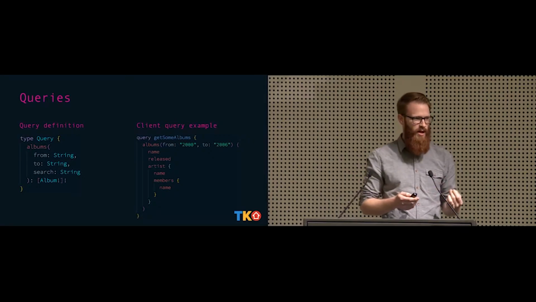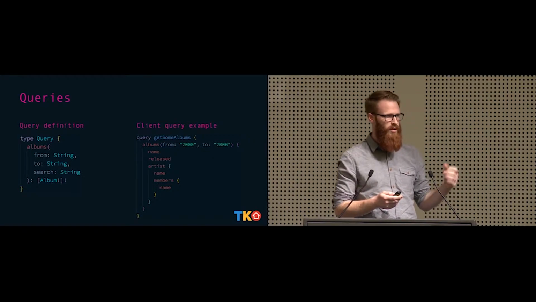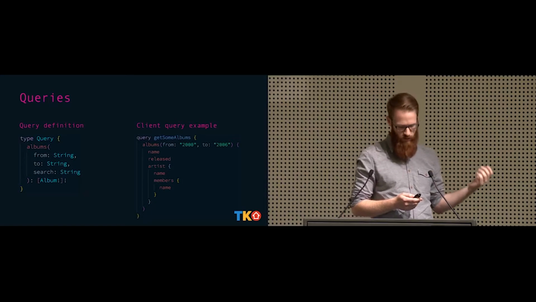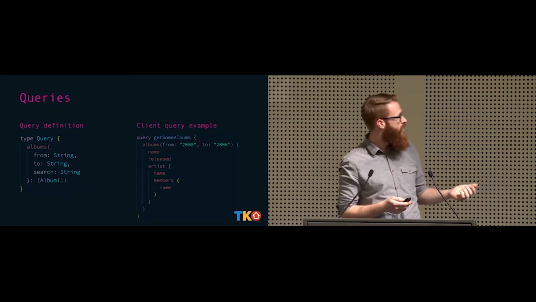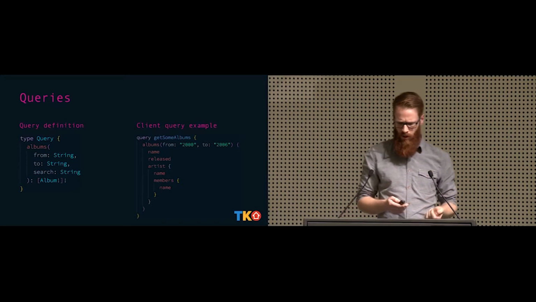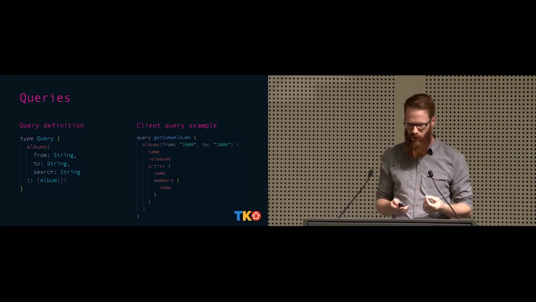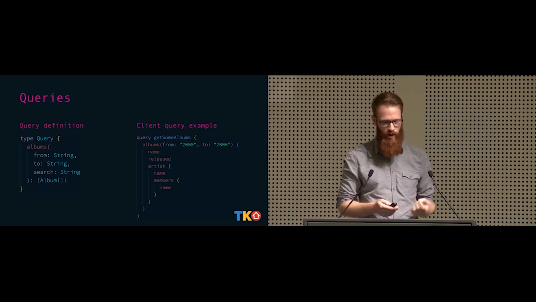It's also our documentation. Since GraphQL is introspectable, you can get documentation from this. And also it can have arguments. So you see in this example we have from, to, and search. And it returns a type. So here we're returning an array of albums.